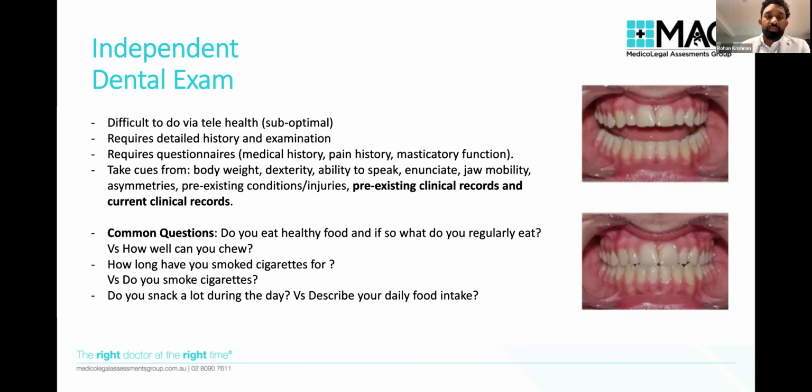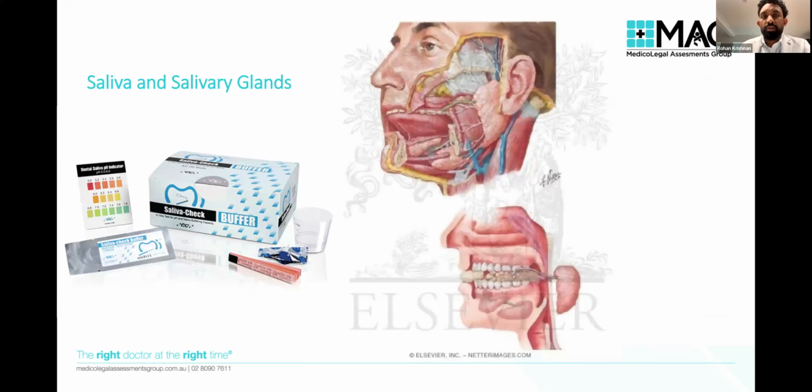And then, do you snack a lot during the day versus describe your daily food intake? So do you snack a lot during the day is a how are you question. People will probably just say, no, not really, just like they would say when you ask them, how are you? And they just say good. Whereas describe your daily food intake gives them an opportunity to actually elaborate, a bit more of an open question.